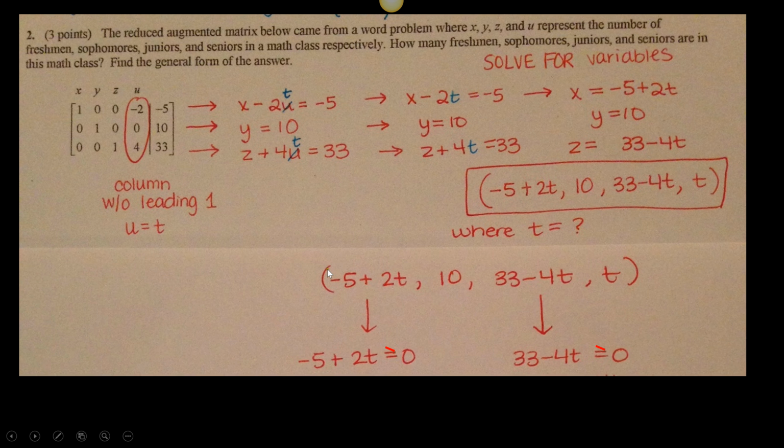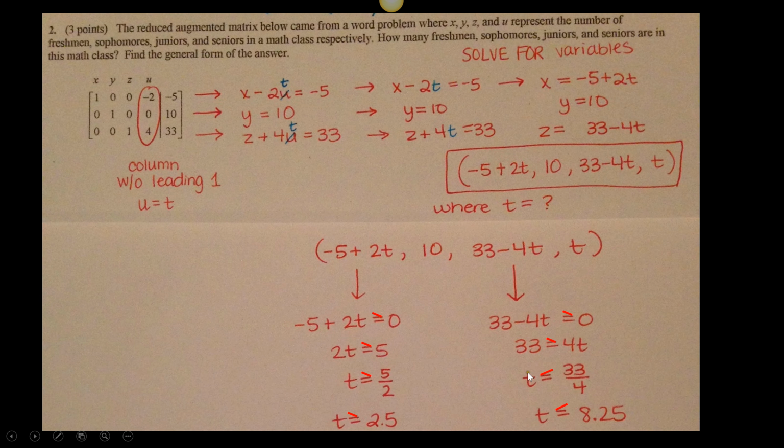So the way to do that is pick our variables that have T within them, like we have here for X and for Z. Then I'm going to say that X, which is negative 5 plus 2T, has to be greater than or equal to 0. We can't have negative freshmen. In the same respect, 33 minus 4T needs to be greater than or equal to 0 because we can't have negative juniors, okay? So then you're going to solve for T.